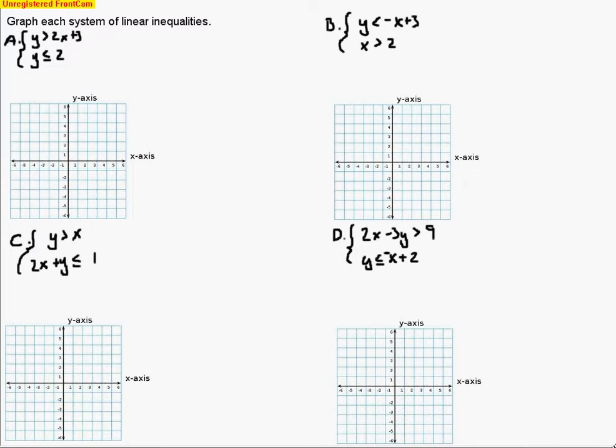Today we are going to be graphing systems of linear inequalities. And so it's pretty much like what we were doing before, except now we have two inequalities on one coordinate plane. So let's take a look at the first one. And we have y is less than 2x plus 3.